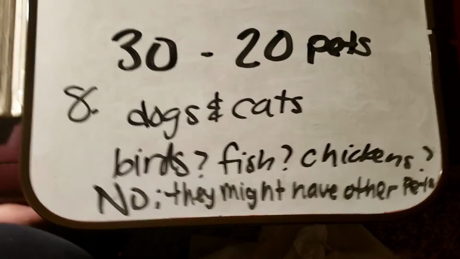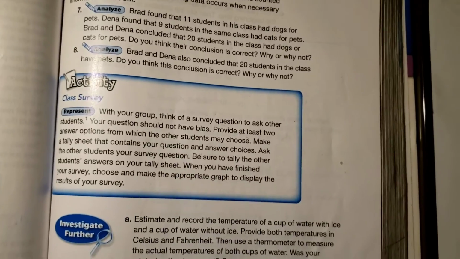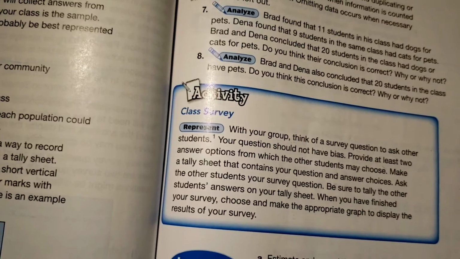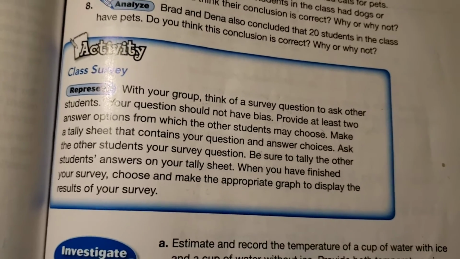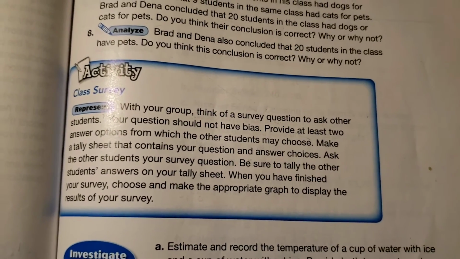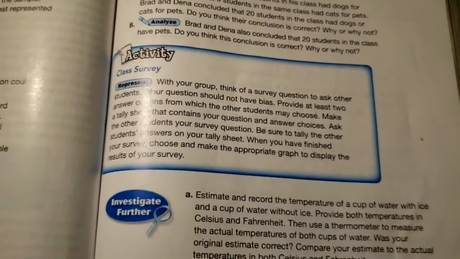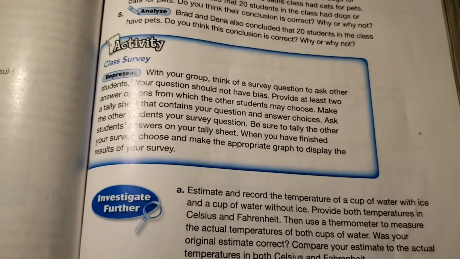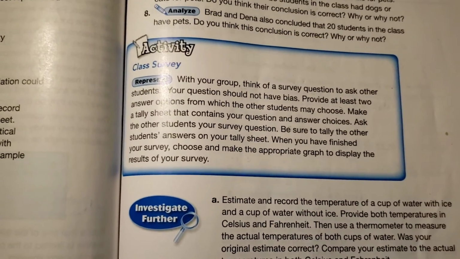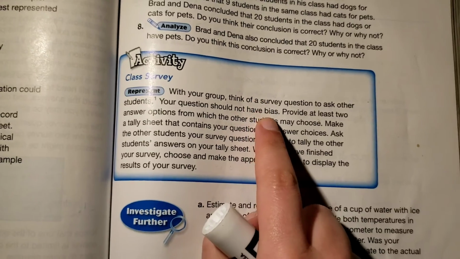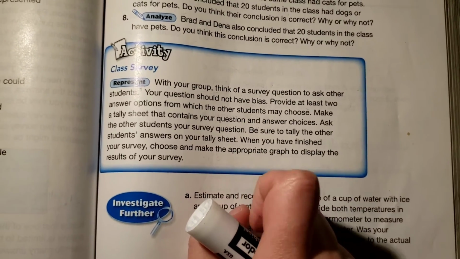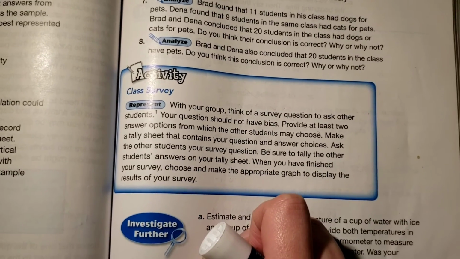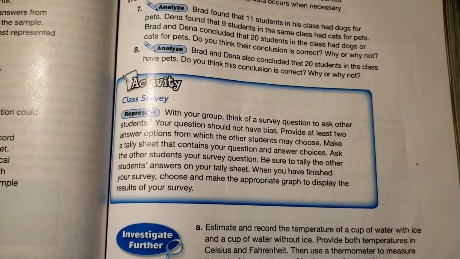So hopefully this answer helps you with figuring out number 7. And you guys are also doing this class survey to some extent. So you yourself are going to think of a question to ask your classmates. Then you should make sure you don't have a bias, so you shouldn't be asking, do you think nice, soft, fluffy cats are better or mean, growling dogs? That's got bias in it.